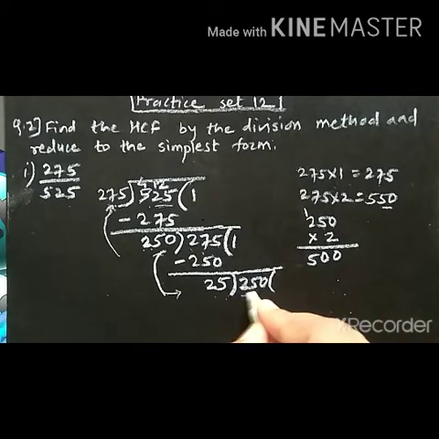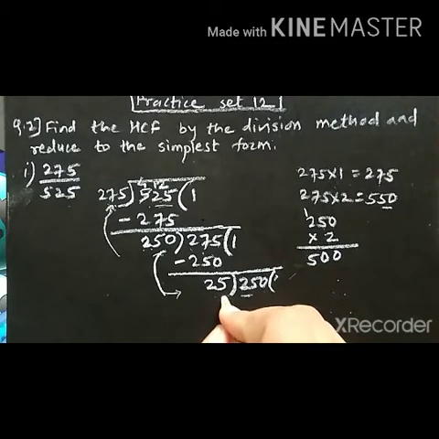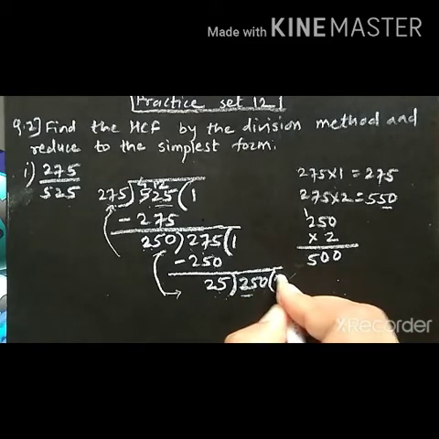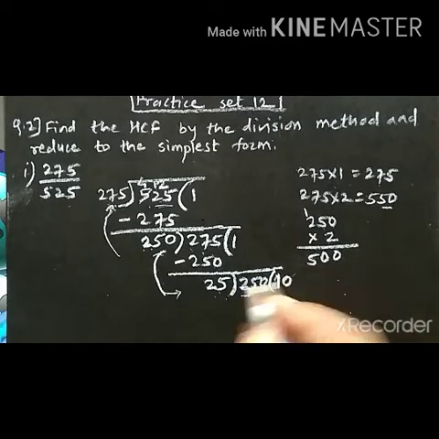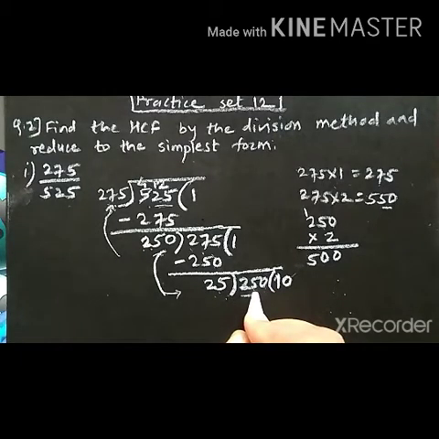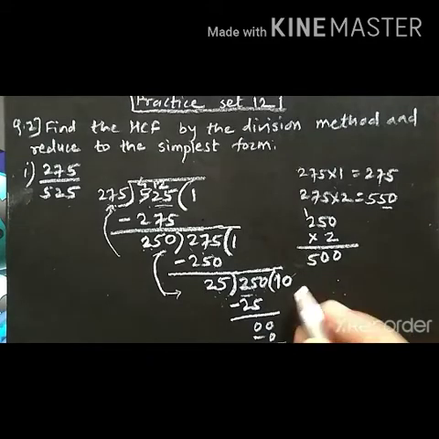Now 250 divided by 25. So 25 ones are 25 and 25 zeros are 0. So it is completely divisible. 250 is completely divisible by 25. Now we got remainder 0.